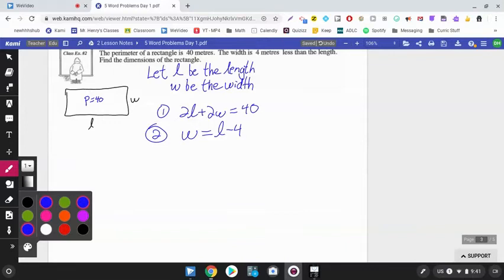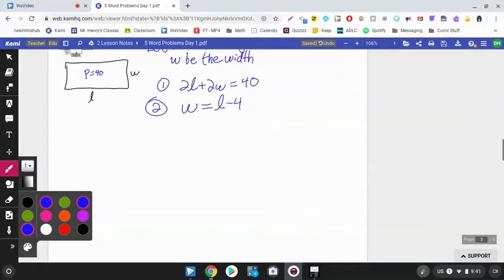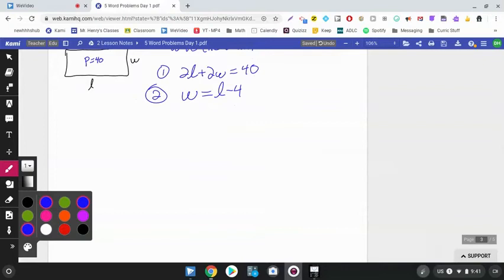Okay, I have two equations: 2L plus 2W equals 40, W equals L minus 4. Could I solve this graphically? Absolutely. Maybe I rearrange them both for W. I'm not going to do that. Let's solve it algebraically.